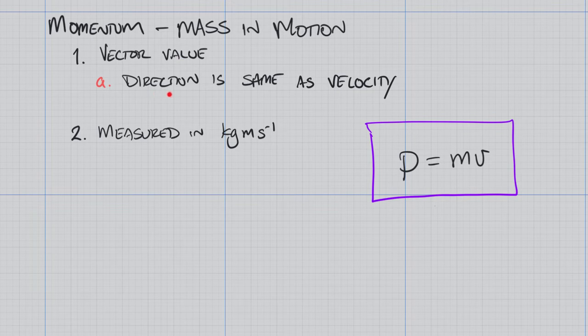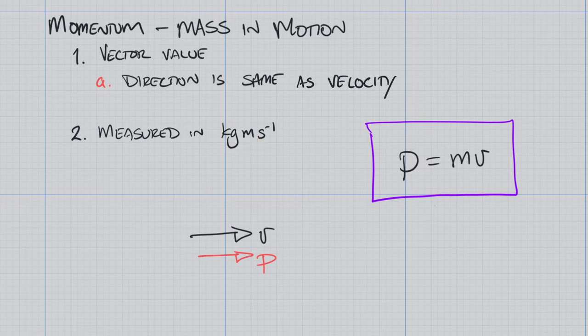The direction of momentum is the same as an object's velocity. So if an object is moving to the right with a velocity, its momentum is pointed in the same direction, whereas if it is moving to the left, the momentum would point in that direction as well. Momentum is measured in kilograms meters per second. It's the mass times the velocity: kilograms for mass, meters per second for velocity. And there's no special term like newtons or joules for momentum.